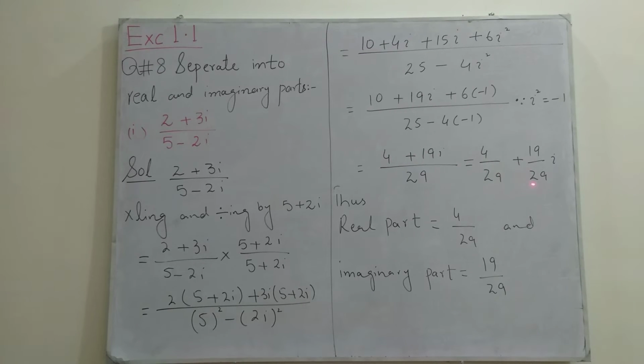Now this is a complex number which is of the form a + bi or x + yi, where its real part is 4 by 29 and its imaginary part is 19 by 29.